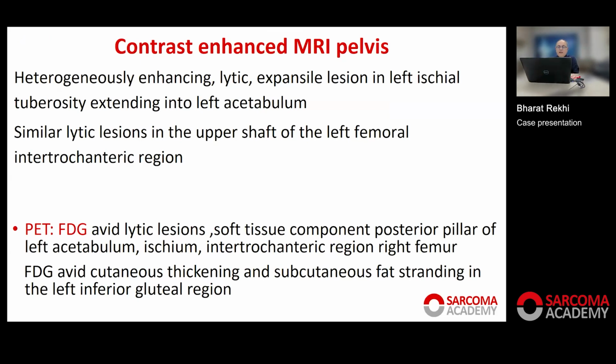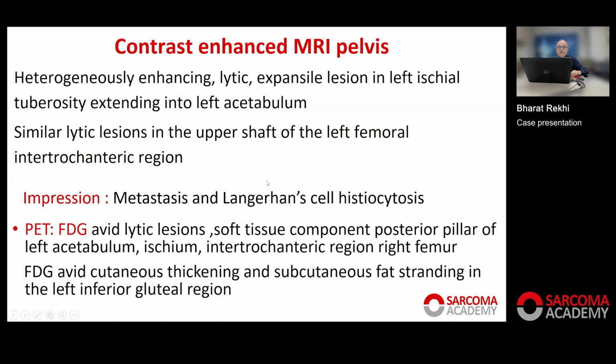And contrast enhanced MRI showed a heterogeneously enhancing lytic expansile lesion in the left ischial tuberosity extending into the left acetabulum, with similar lytic lesions in the upper shaft of the left femoral intertrochanteric region. These lesions were PET avid, and there was also cutaneous thickening and subcutaneous fat stranding in the left inferior gluteal region. So the impression on plain radiograph was metastasis and Langerhans cell histiocytosis, considering multiple lesions in the bone.